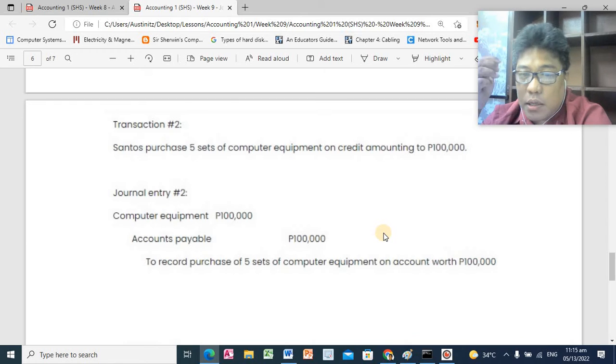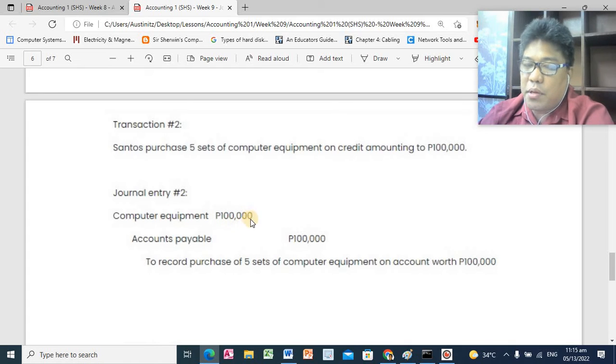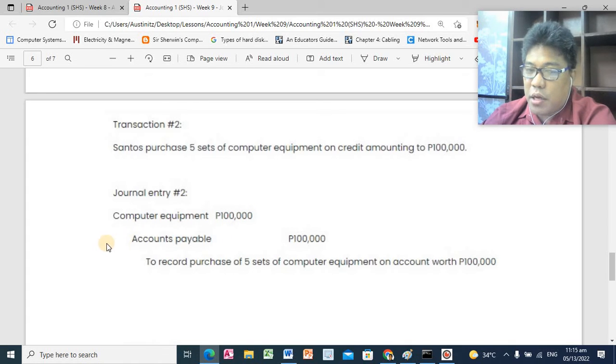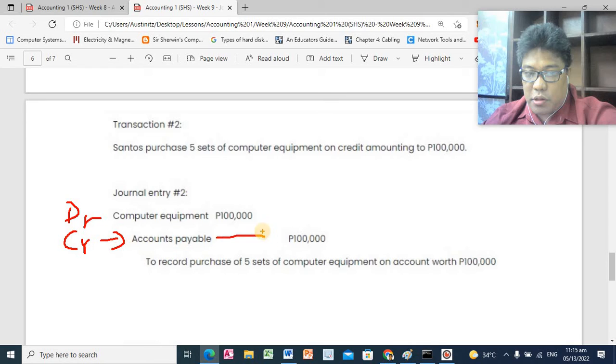So, that is 100,000 pesos. Again, sa dulo, sagad po, computer equipment, then 100,000 pesos. And then, naka-indent yung second row for the credit side. Okay, so this is the debit side, yung first row. Tapos po yung second row, yung ating credit, so accounts payable, indented, and then the value, which is 100,000 pesos.